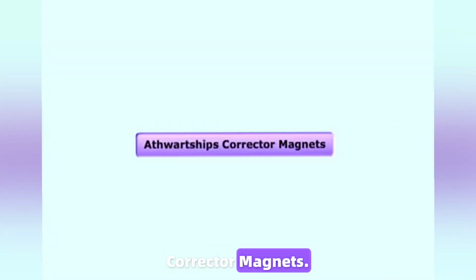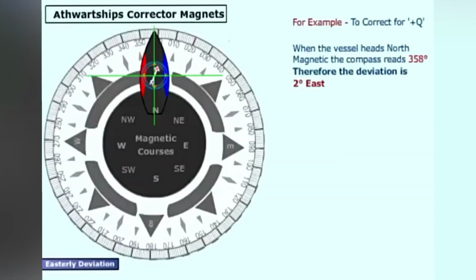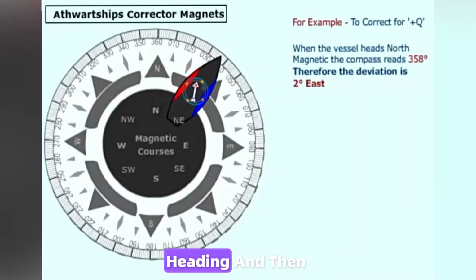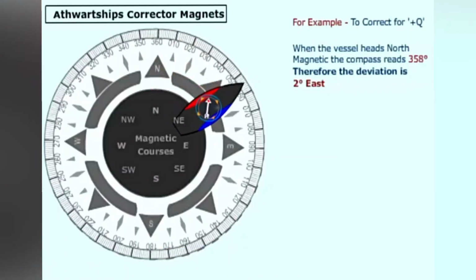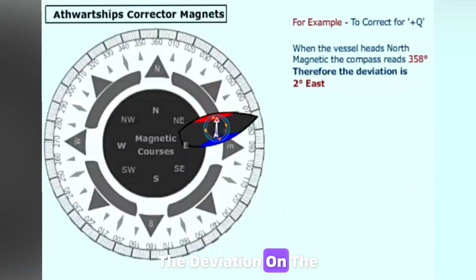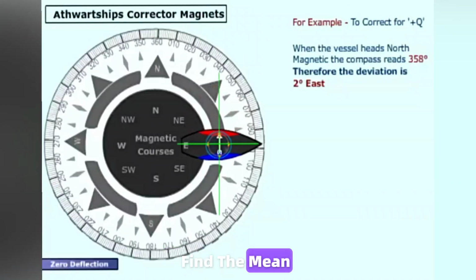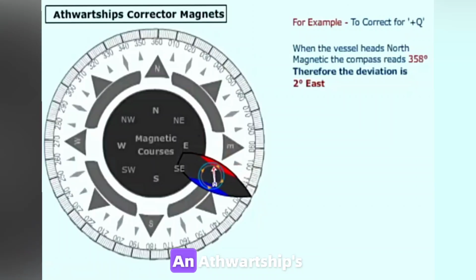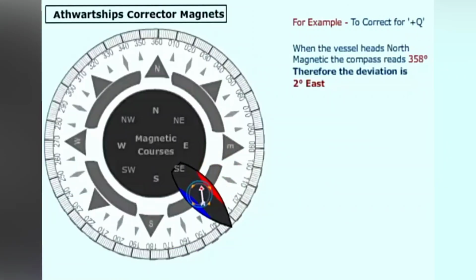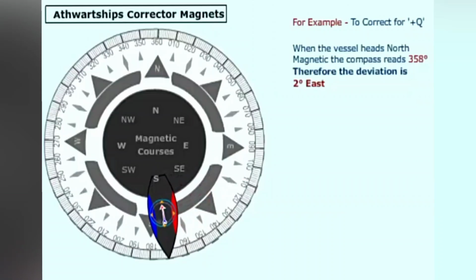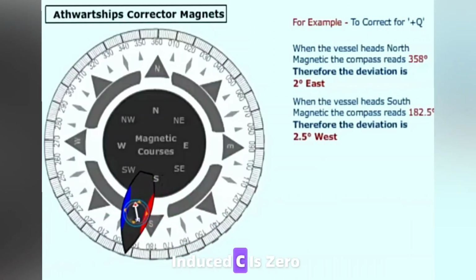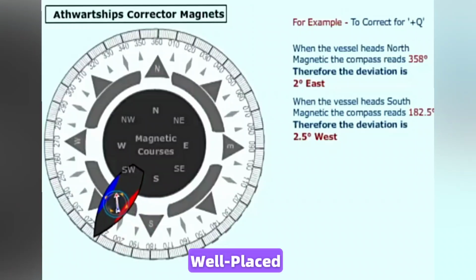Athwartships corrector magnets. To correct for force Q, find the deviation on a northerly heading and then on a southerly heading. Reverse the sign of the deviation on the southerly heading. Find the mean deviation for both headings, and then correct the mean deviation with an athwartships magnet. It is assumed induced C is 0 degrees in a well-placed compass.